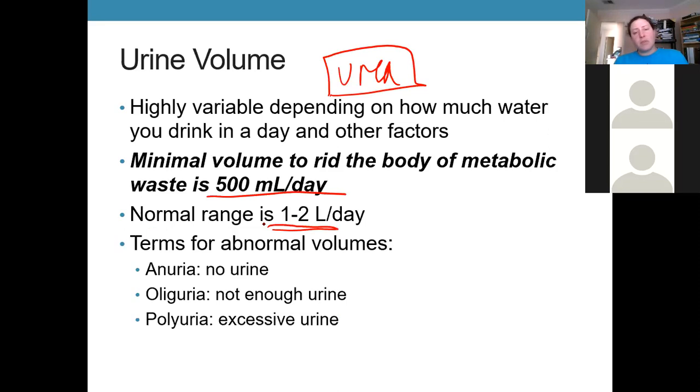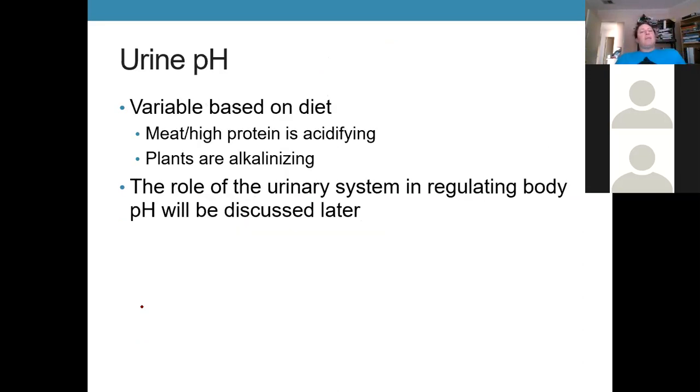We do have terms for abnormal amounts of urine being produced. So if you're not able to make any, it's called anuria. That's bad. It usually means your kidneys aren't working. If you're making some but not enough, we call it oliguria. And if you're making more than you should be, it's called polyuria. So just so you know, we do have some terms for that stuff. If you're going into the medical field, you may encounter them someday.